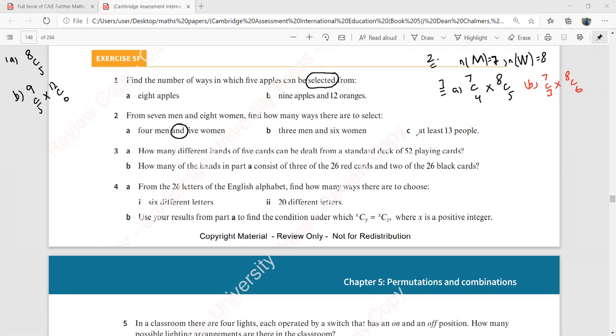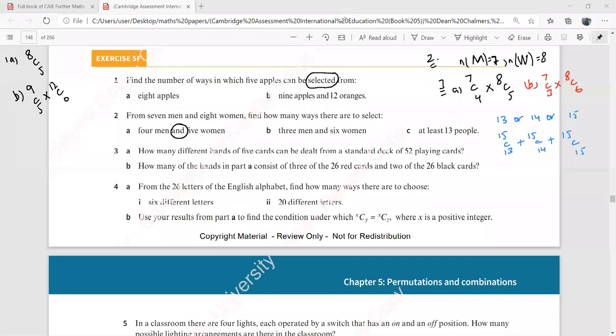And then it says at least 13 people. When you have at least 13, that means it can be 13 or 14 or 15. See, there is or coming in between. So we need at least 13 people from these 15 people. We're not saying men or women, we're saying people. So from 15, this should be 15C13 plus 15C14 plus 15C15.